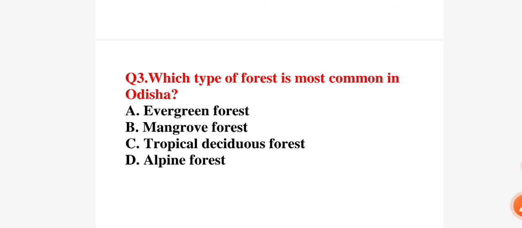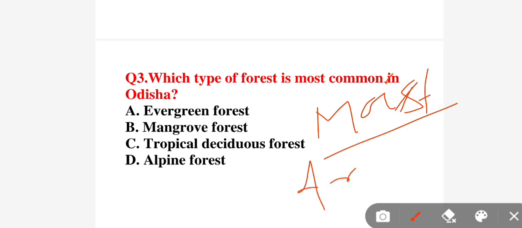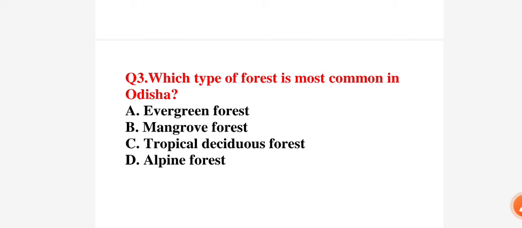If we talk about tropical deciduous forest, this can be categorized into two: first, tropical moist deciduous forest, and another one is tropical dry deciduous forest. If we talk about tropical moist deciduous forest, it is generally found in Koraput, Ganjam, Mayurbhanj, Dhenkanal, like these districts.